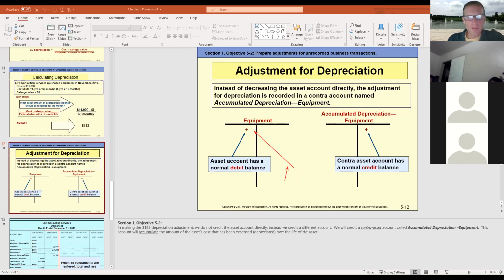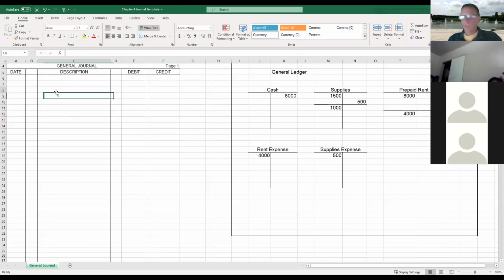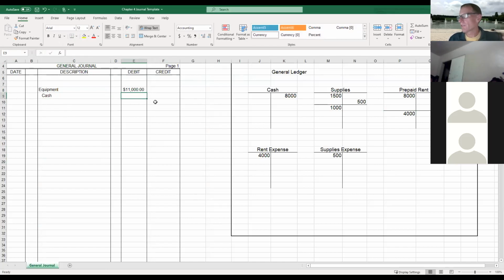So for example, let me go back to my journal. So let me illustrate. Let me get rid of this. So here's the simple idea. When they first bought that equipment, let's just say they paid cash. That equipment cost $11,000.